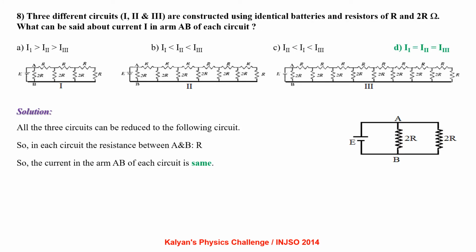Three different circuits 1, 2 and 3 are constructed using identical batteries and resistors of R and 2R ohm. What can be said about the current I in the arm AB of each circuit? All the above three circuits can be reduced to the following circuit. So in each circuit the resistance between A and B is R. So the current in the arm AB in each circuit is the same. So the correct option is 4.